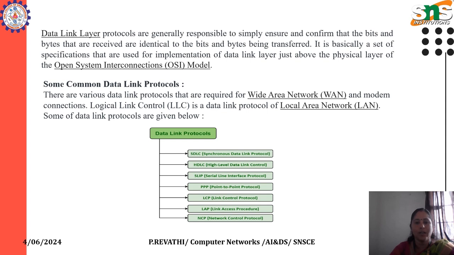Some common data link layer protocols. There are various data link protocols that are required for wide area network and modem connection. Logical link control is a data link protocol of local area network. Some of the data link protocols are given below: SDLC, Synchronous Data Link Control; HDLC, High-level Data Link Control; SLIP, Serial Line Internet Protocol; PPP, Point-to-Point Protocol; LCP, Link Control Protocol; LAP, Link Access Procedure; NCP, Network Control Protocol.